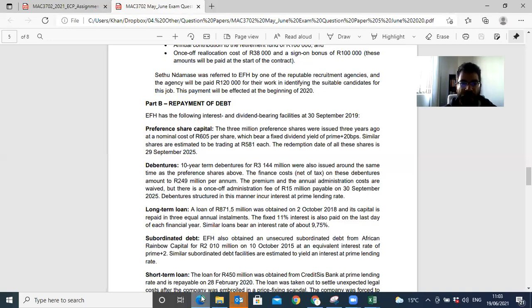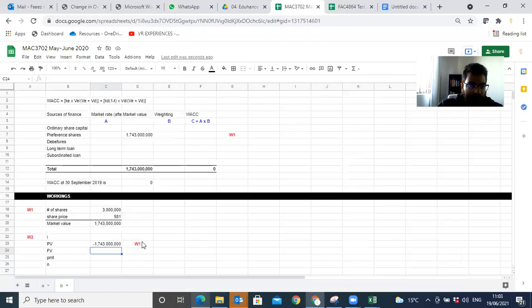I need my future value. So remember, the redemption date of all the shares is 29 September 2025. So we're going to redeem. Remember, your future value is nominal value or face value plus a premium or minus a discount. There's no premium, there's no discount. So basically the future value is simply going to be your nominal value, face value, same thing. So my nominal value is 605 times 3 million shares. 1, 2, 3, 1, 2, 3. Okay, so there we go.